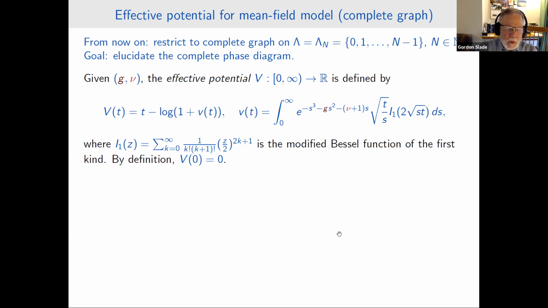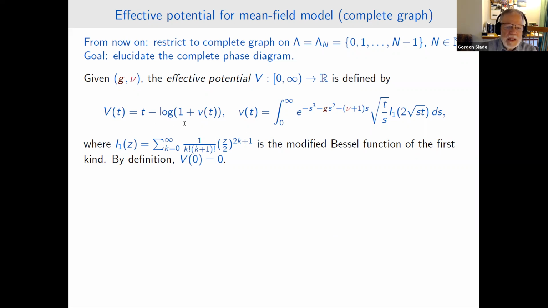And we define the two-point function, the susceptibility, the expected length, the density, the same way that I've described previously. So there are these two parameters, G and nu. G is a measure of the two-body attraction. Nu is the chemical potential. And we define the effective potential. So this I'm kind of pulling out of the hat right now. We'll see where it comes from later on, but it's a function of a single non-negative real variable, into R. And it's defined in this way.